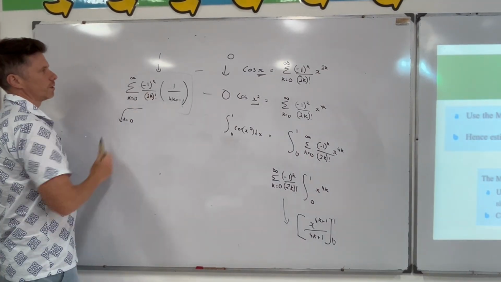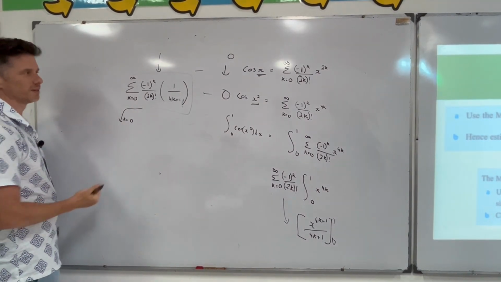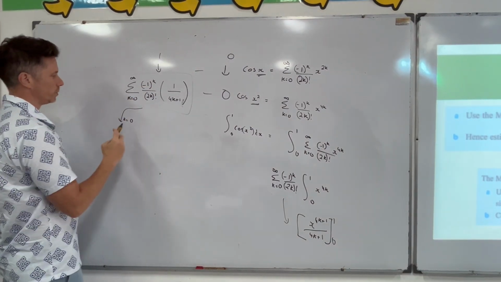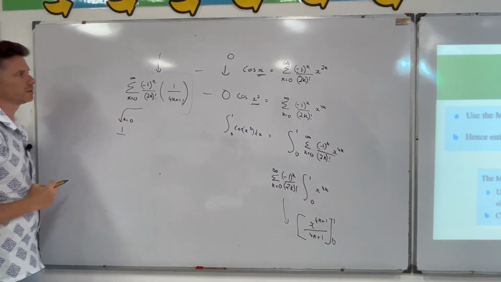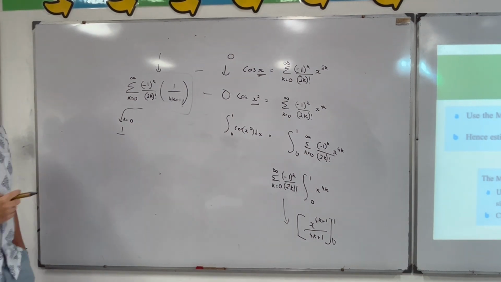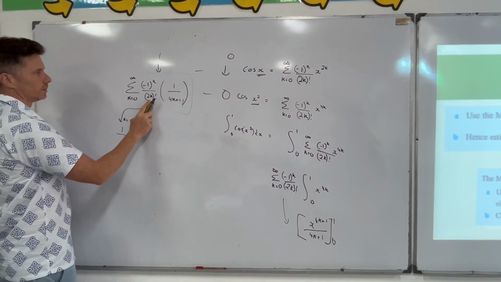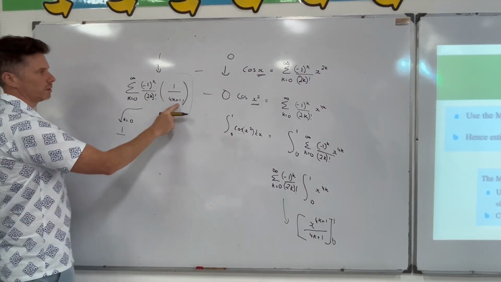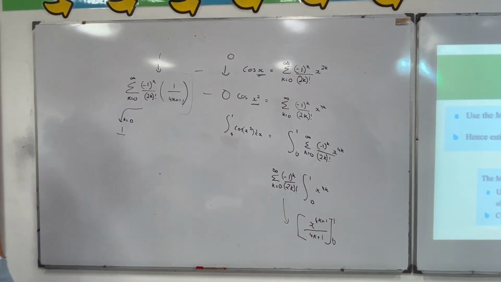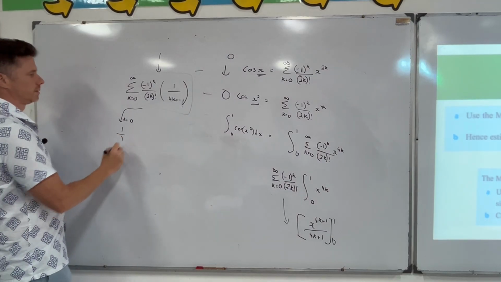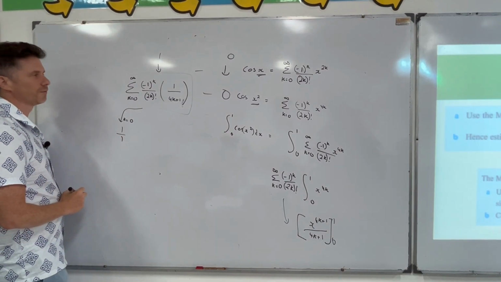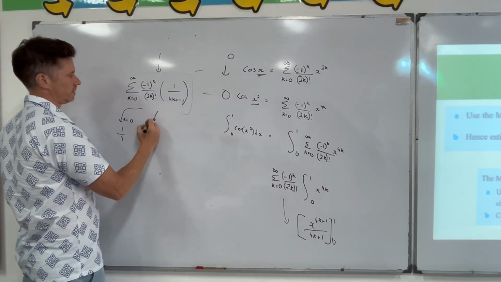So negative 1 to the power of 0 is 1, positive 1. So the numerator is 1. What's the denominator? So this is 1. 0 factorial is 1. Okay? So the first term is 1.